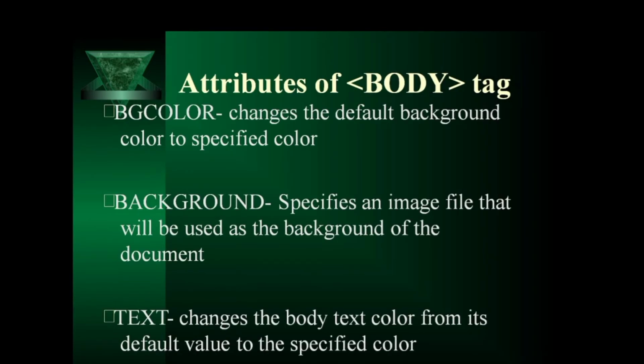Now we have the attributes of the body tag, meaning along with the body tag what we can add. We can add the bgcolor. It changes the default background color to a specified color. Means we can change the background or bgcolor. Background specifies an image file that will be used as the background of the document. Text changes the body text color from its default value to the specified color. By using this attribute we can change the color of our written text.